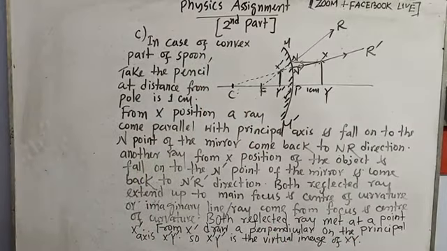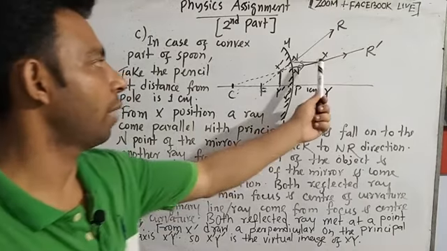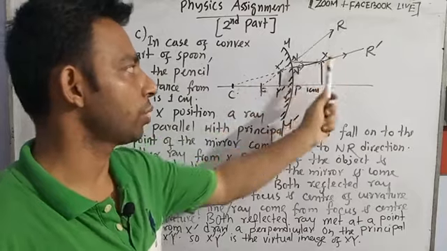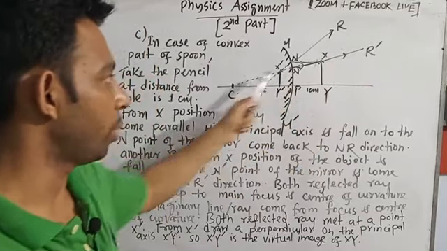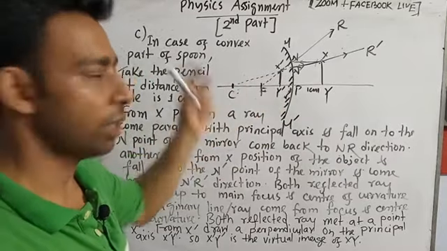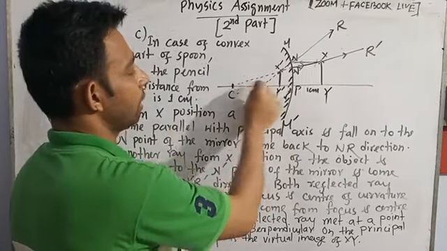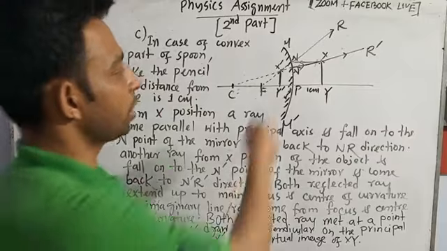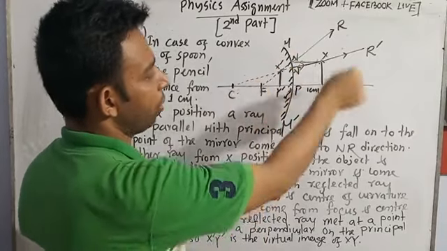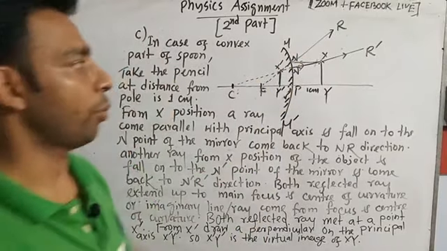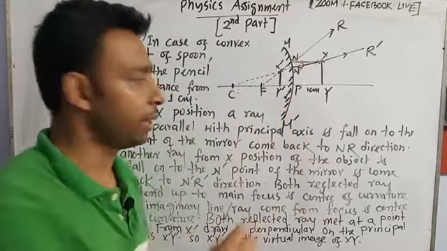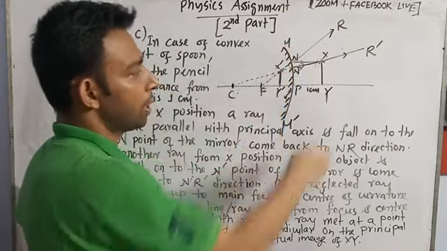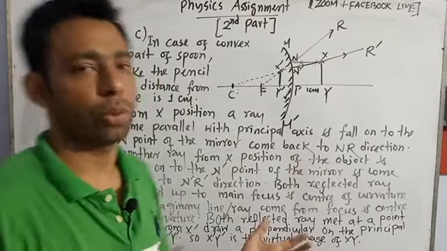So this is the explanation. One ray comes from here to there, falls in this direction, another ray comes in there, goes back in the x n prime r prime direction. When we extend both rays, it is imagination that one ray comes from the main focus and another from the center of curvature. They meet at the point x prime. We draw a perpendicular on the principal axis, x prime y prime. So x prime y prime is the virtual image of xy, since the imaginary lines meet there.